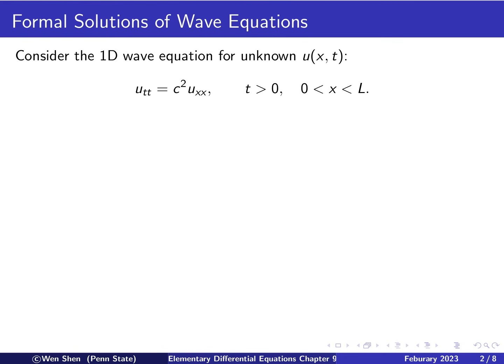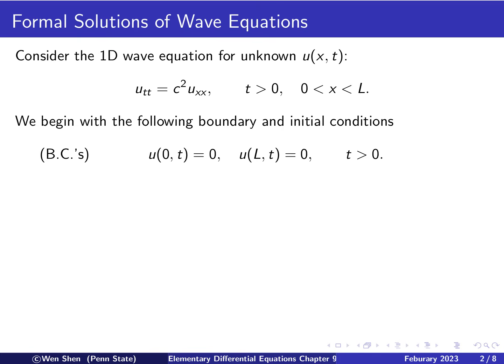In this video, we begin our study on the wave equation, the 1D wave equation, and we will derive the formal solution. So here's the equation, and u is a function of x and t, and we have u partial derivative in t twice equals c squared, a positive constant, times u_xx, differentiating x twice. Okay, so this is for t bigger than 0 and x on an interval from 0 to L.